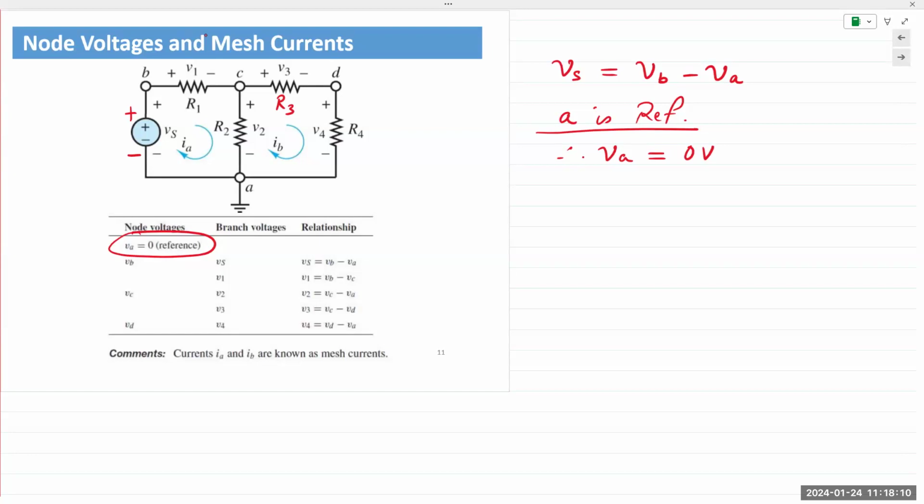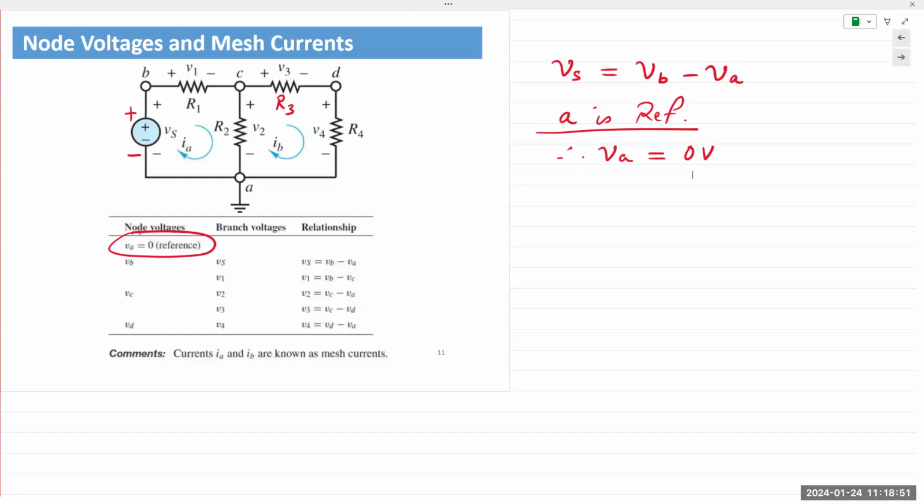Keep in mind, and this is an important point, when you begin your analysis, you can choose any node you want as your reference node. Any node. You could choose B, C, or D in this case. As I said, you could choose any node you want as your reference. Your answer will still end up being correct. It doesn't matter whether you choose A or B or C or D. If you choose B, VB is equal to 0. If you choose C, VC is equal to 0, and D, VD is equal to 0. It doesn't make a difference.